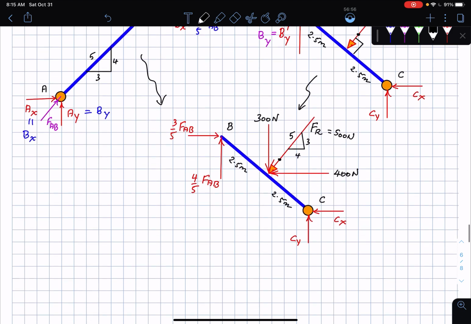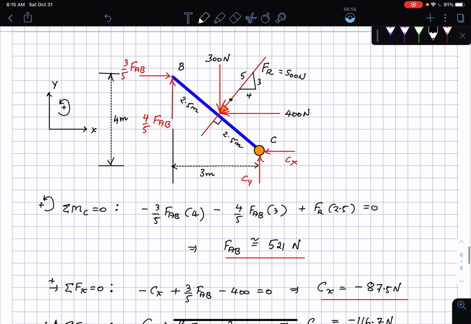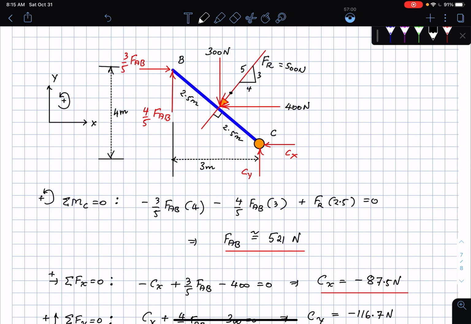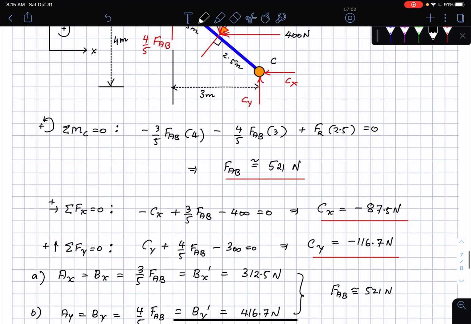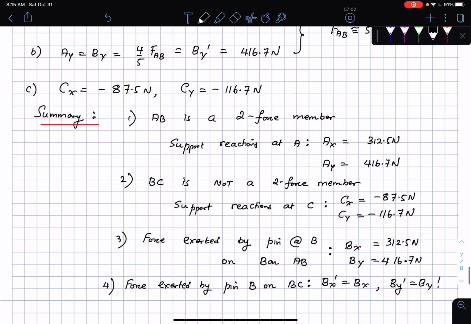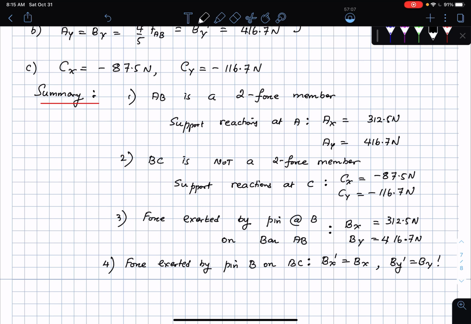Combine all the forces together. Look at the bar BC. This is now just rigid body equilibrium in 2 dimensions. Find out the unknowns and then call it a day. And here is the summary of what we have done.